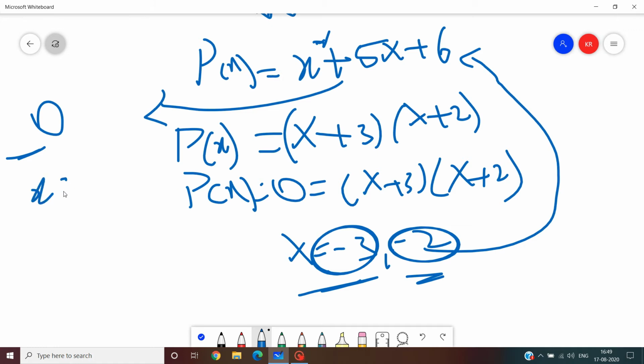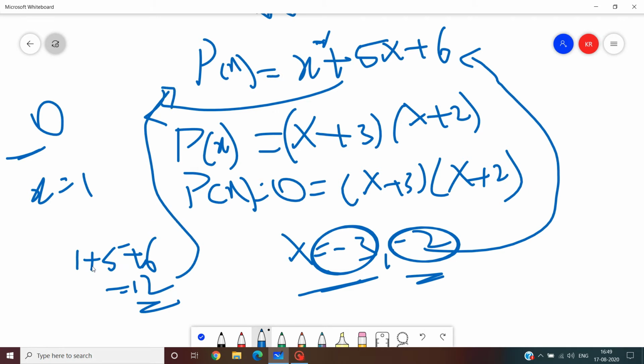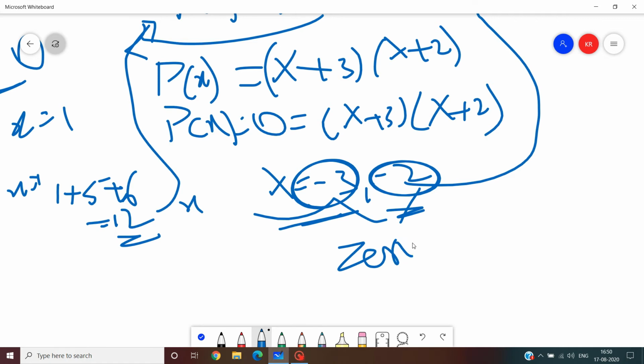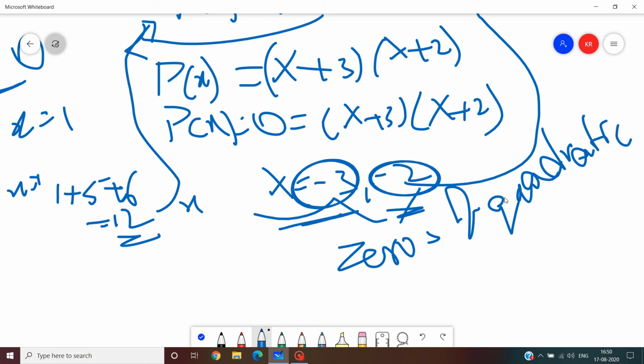Likewise, if we put x equals 1, what will the result be? 1 squared plus 5 into 1 plus 6 will be 12. So this is the value of the polynomial p of x at x equals 1. If x equals minus 3, the final result will be 0. So the roots of the quadratic equation which give 0 are called zeros of the quadratic equation.